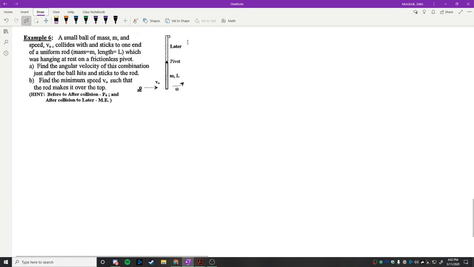The masses are the same in this case, yes. So basically this is like a little doggy door if you want to think of it that way. It's just a little pivot with a piece of wood hanging down and this object collides with and sticks to it. So this mass is going to hit this object, stick to it, and then they're going to swing around up to here where you can see the mass is still up there. So this is our initial situation here. It collides, and then you have a third situation here. We want to find the angular velocity of this combination just after the ball hits and sticks to the rod, okay?